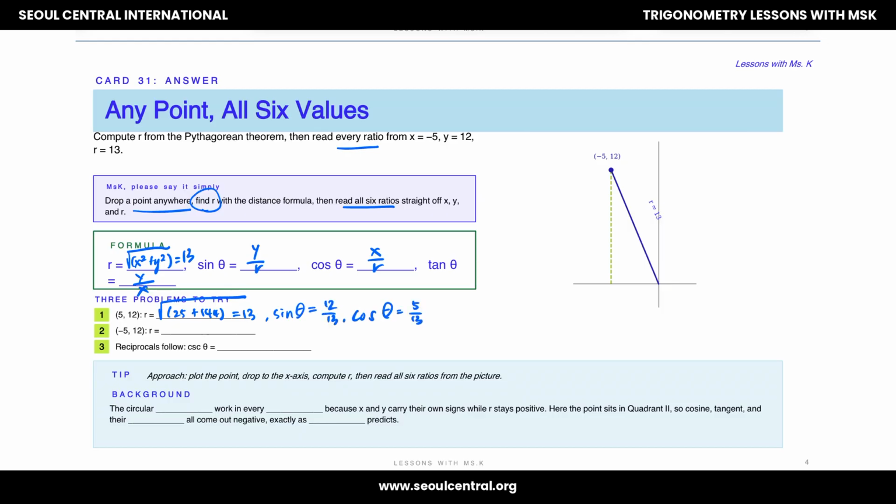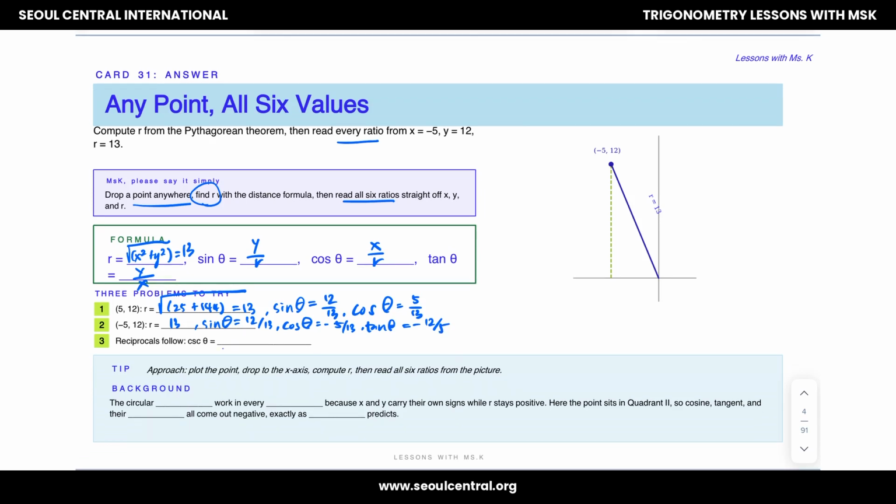Number 2, -5, 12. R equals 13, so sine of theta equals 12 over 13, cosine of theta equals -5 over 13, and tangent of theta equals -12 over 5. Number 3, reciprocals follow. Cosecant of theta equals 13 over 12, secant of theta equals 13 over 5, and cotangent of theta equals 5 over 12.